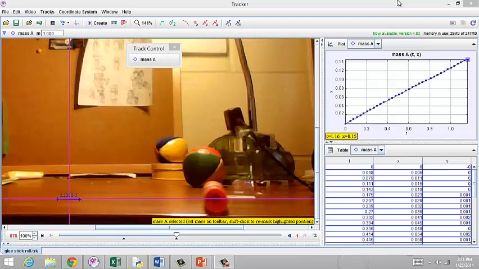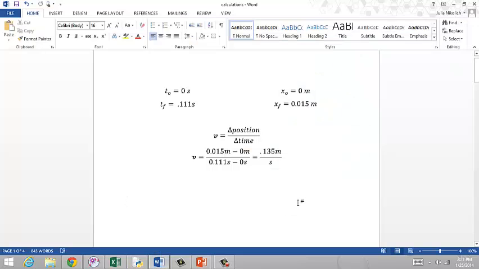Using 2 points from the Tracker analysis, one where time was 0, and another where time was 0.111 seconds, the velocity was calculated. Velocity is the speed and direction of an object's movement and can be calculated by dividing the change in position over a time interval by that time interval, as given by this equation. The velocity was found to be 0.135 meters per second and was used as the initial velocity. This information was entered into Vital as code and was the basis for the model.